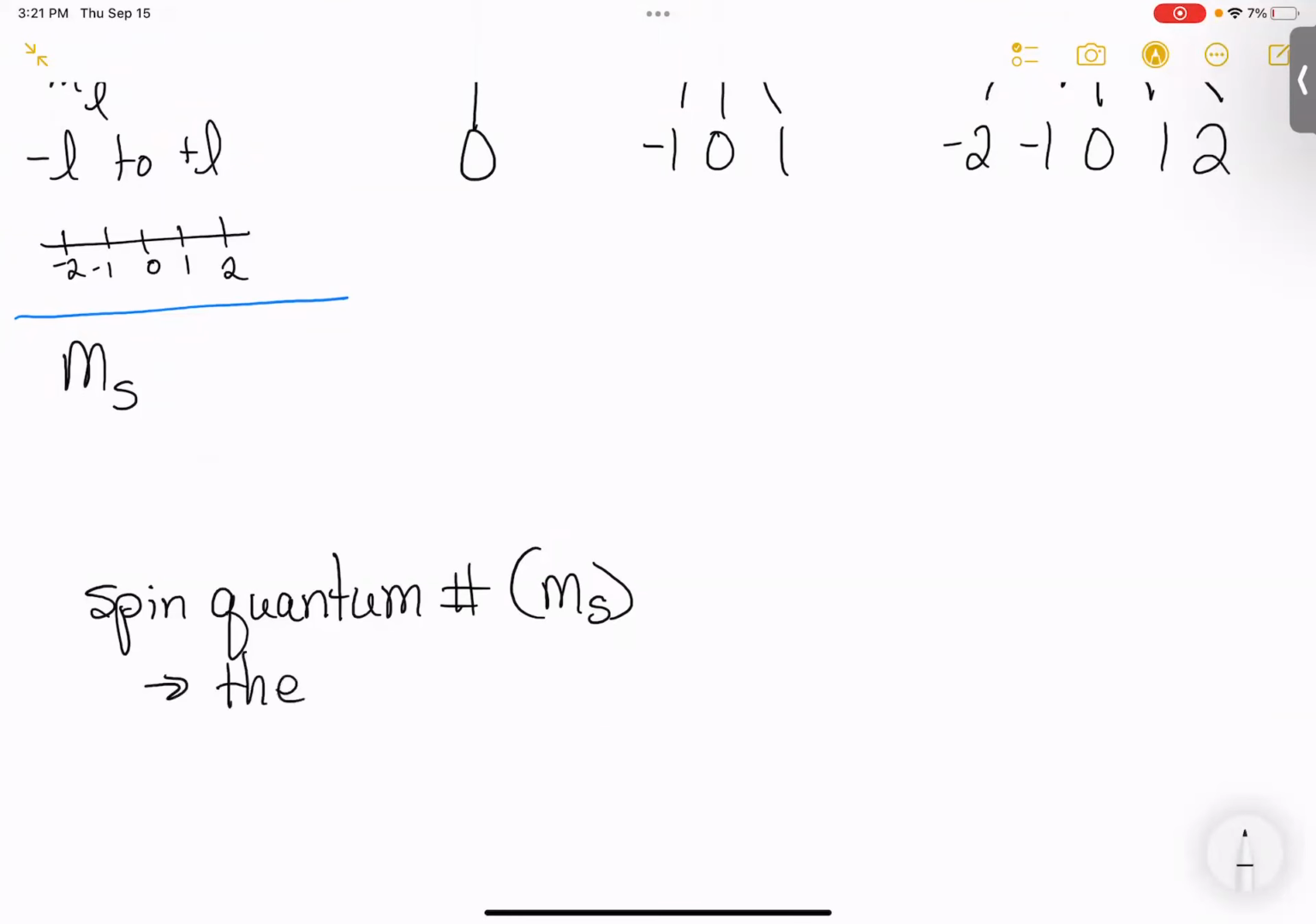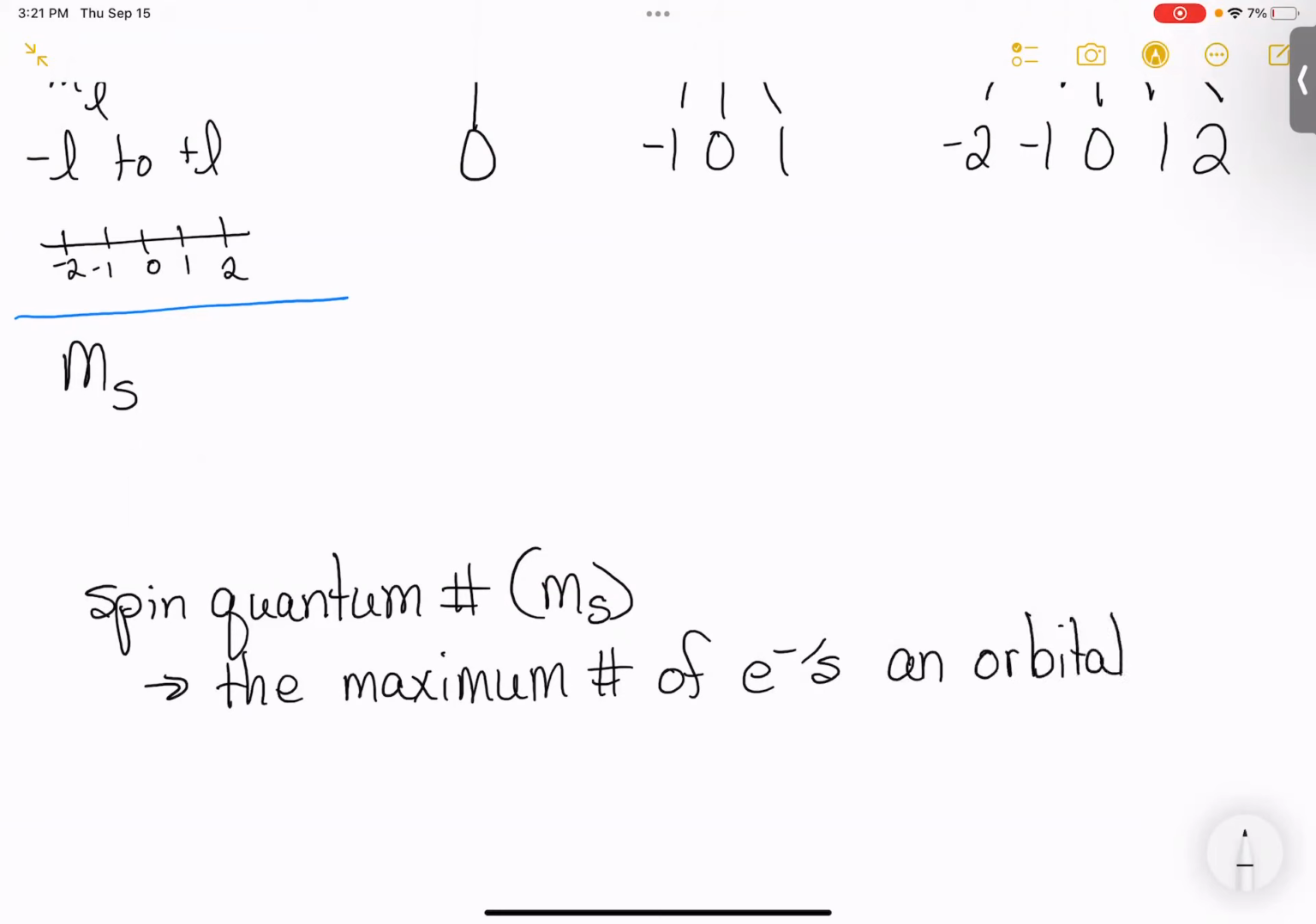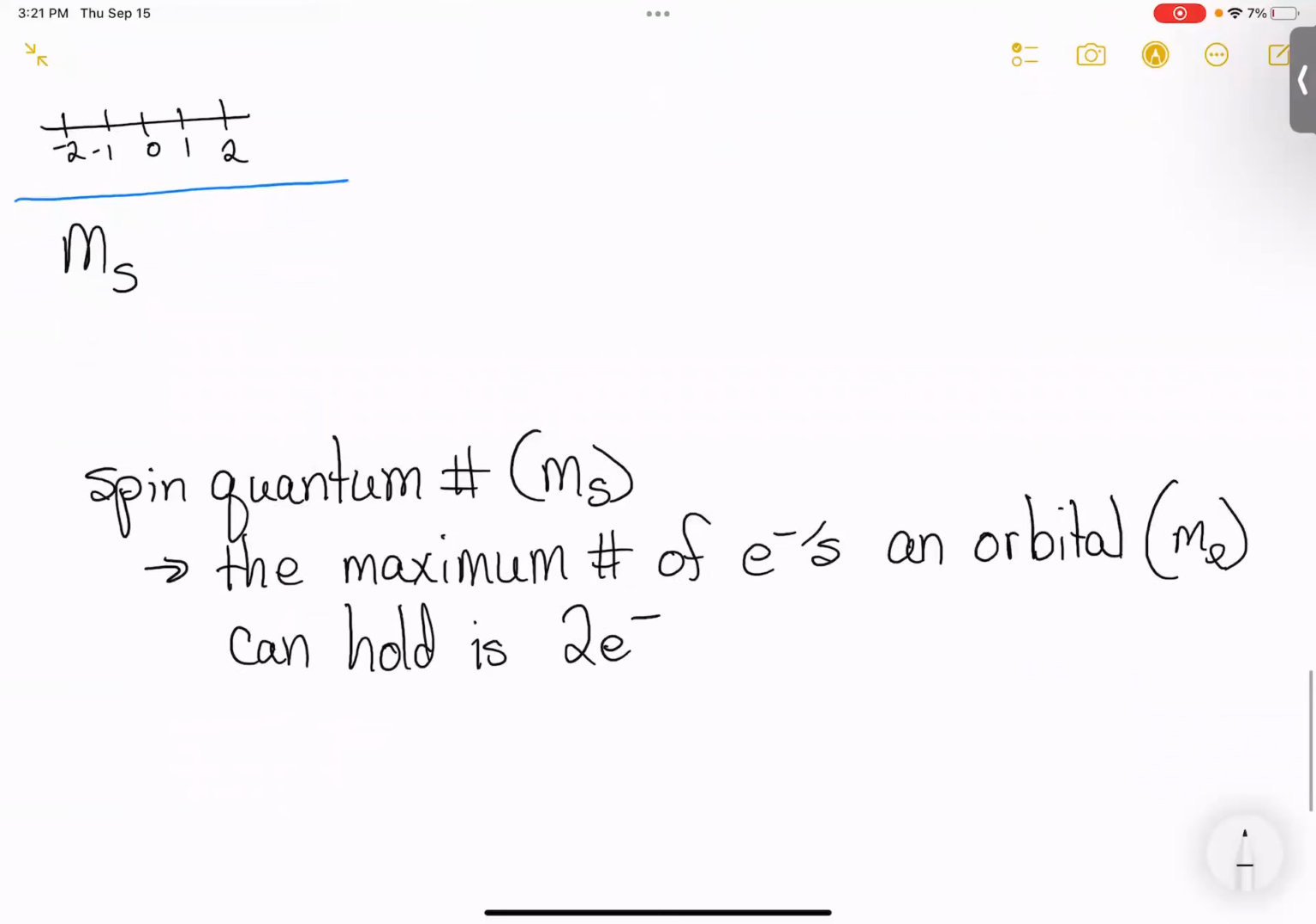The maximum number of electrons an orbital can hold is 2 electrons. The values for those 2 electrons are either going to be +1/2 or -1/2.